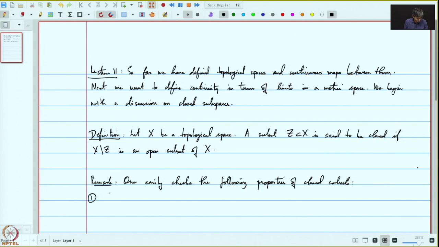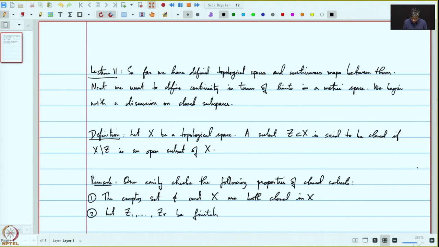So, the first property is that the empty set phi and the full set X are both closed. The second property is that let Z1 up to ZR be finitely many closed sets, then their union Z1 union Z2 union ZR is closed.